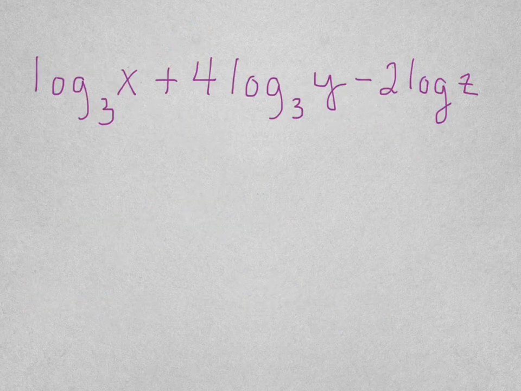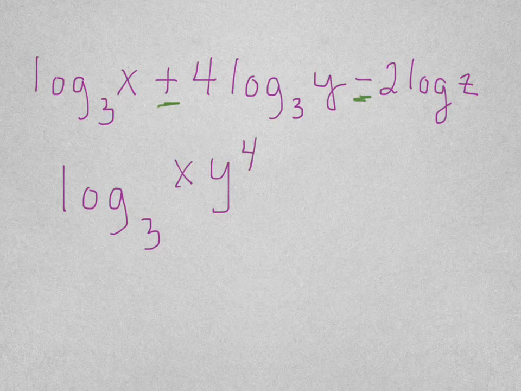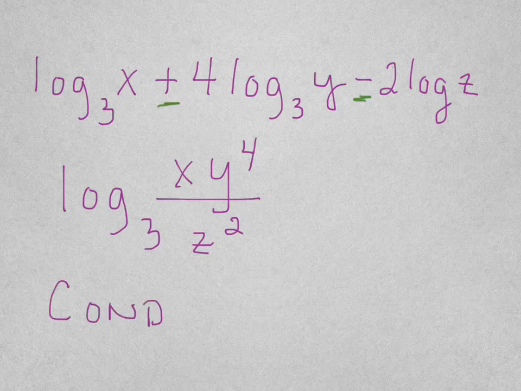Now let's look at an example of condensing logs. Notice we have log base 3 of x plus 4 log base 3 of y minus 2 log z. If you remember correctly, the plus sign here indicates that we're going to multiply, and the minus sign here indicates we're going to divide. So we start off with just 1 log because we're condensing all 3 logs into 1 log. And then we start with the very first term. It would be x, then times y, and then remember that 4 comes up and becomes an exponent, divided by z, and then the 2 comes up and is also an exponent. This is an example of condensing.